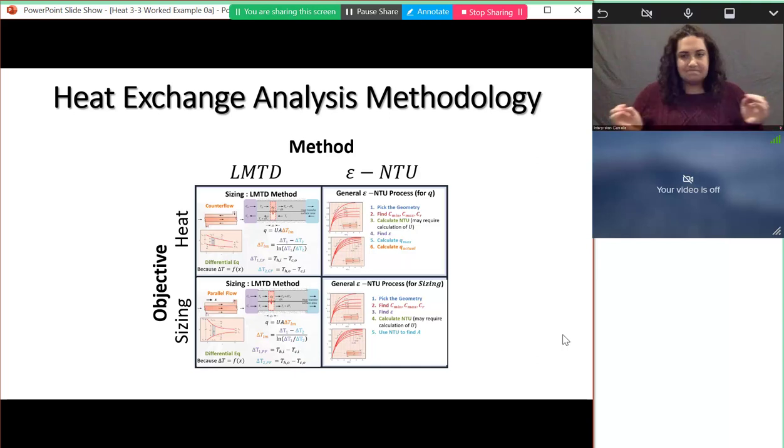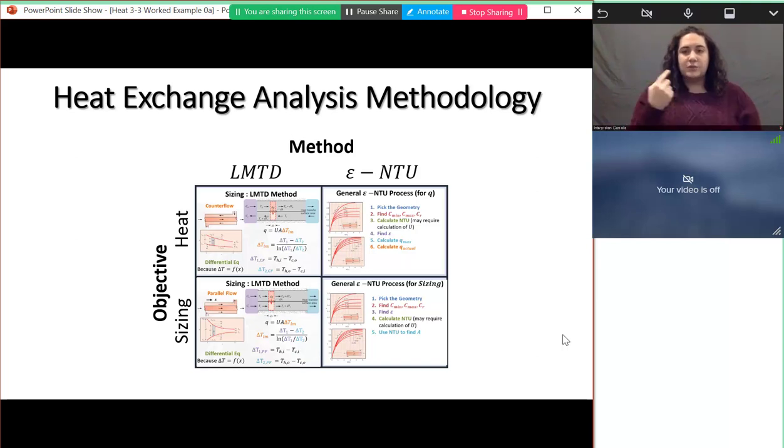So I talked about this in the problem that we did on Tuesday as well. But for these heat exchanger problems, I always like to have a nice methodology that I can use for any type of problem, right? So in this case, we've got these heat exchangers, and I'm going to use this 2x2 matrix for every heat exchanger problem that I do.